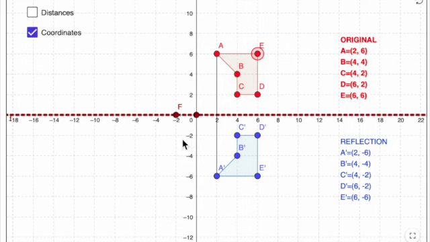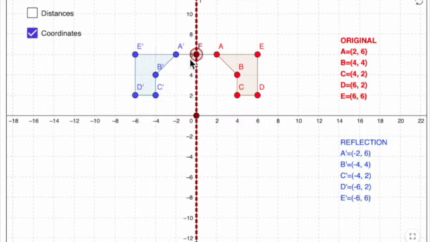So moving on, if I change the axis of symmetry to the y-axis, now you'll see that the y coordinates are the same in both the original and the reflection, that is, the pre-image and image. However, the x coordinates are now changed from positive to negative.